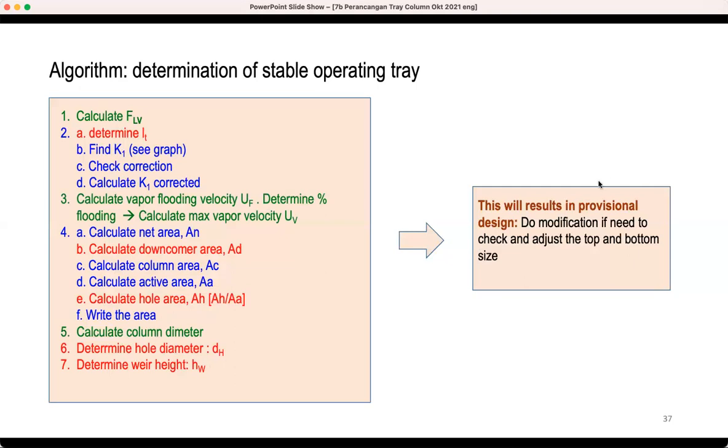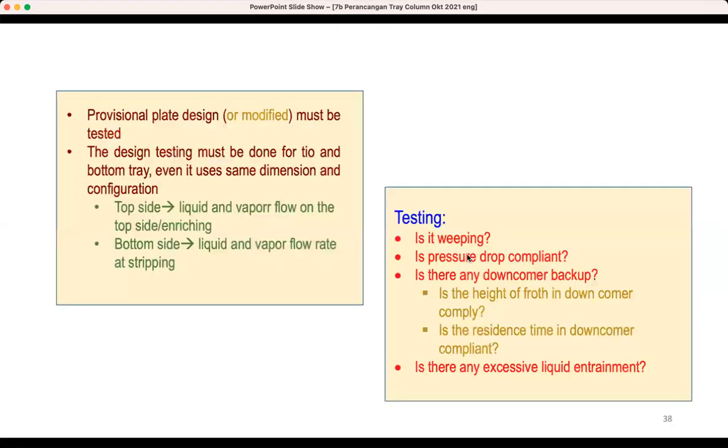This will result in a preliminary design. So do modification if you need to, and check and adjust the top and bottom side. The preliminary plate design or modified design should be tested. The design testing must be done for top and bottom trays, even if they use the same dimension and configuration. For the top side, use the liquid and vapor flow on the top side, and for the bottom side use the liquid and vapor flow of the lowest one, or the stripping section.